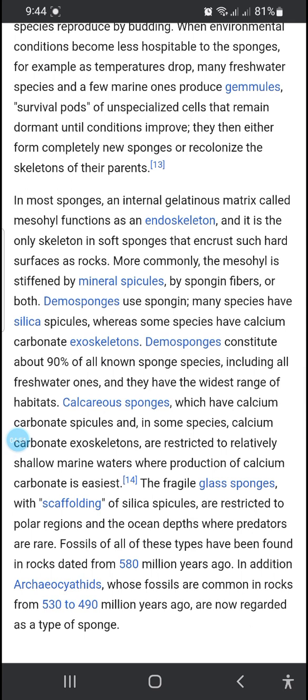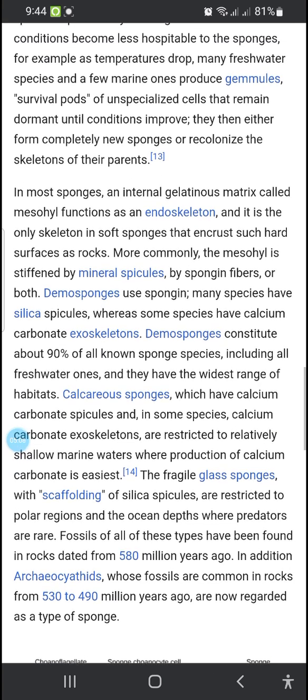Demosponges constitute about 90% of all known sponge species, including all freshwater ones, and they have the widest range of habitats. Calcareous sponges, which have calcium carbonate spicules, and in some species calcium carbonate exoskeletons, are restricted to relatively shallow marine waters where production of calcium carbonate is easiest.